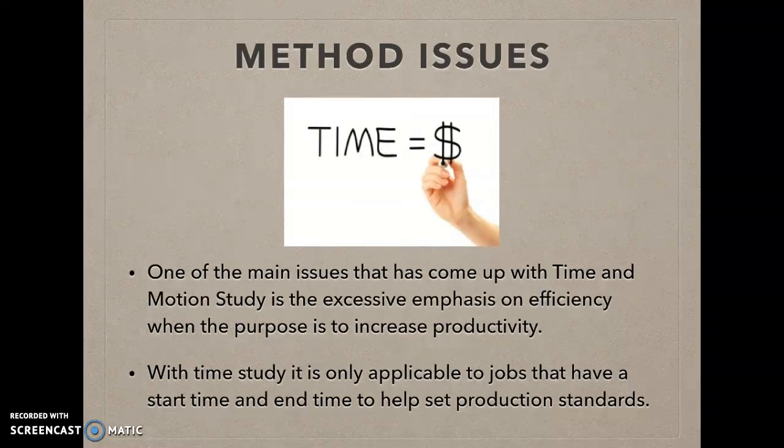Some method issues with this, though, include the excessive emphasis on efficiency that the time and motion study is all about, when the purpose is really to increase productivity. They talk about efficiency, going to create more, but it's really used to increase productivity for the organization.